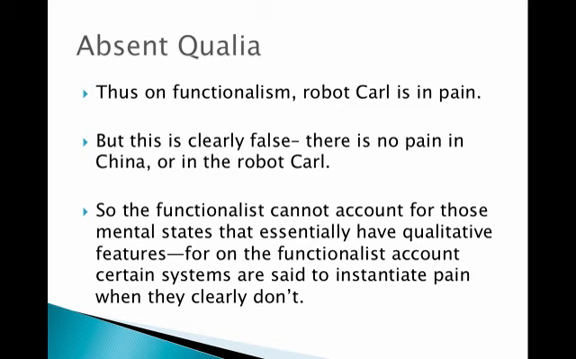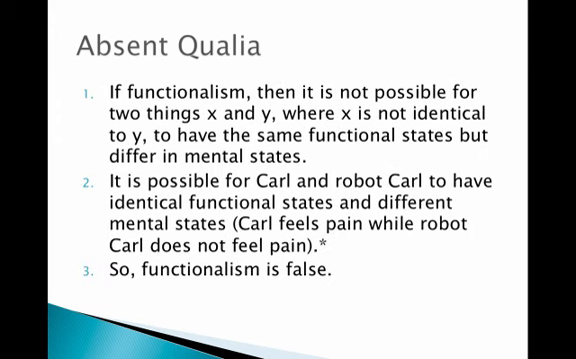For on the functionalist account, certain systems are said to instantiate pain when they clearly don't. So here's our argument. Premise 1: If functionalism, then it is not possible for two things, x and y, where x is not identical to y, to have the same functional states but differ in their mental states. Premise 2: It is possible for Carl and Robot Carl to have identical functional states and different mental states. Namely, Carl feels pain, while Robot Carl does not feel pain. So, functionalism is false.